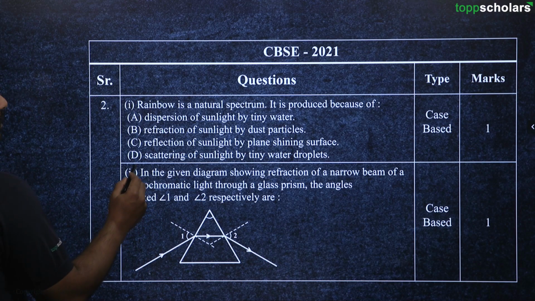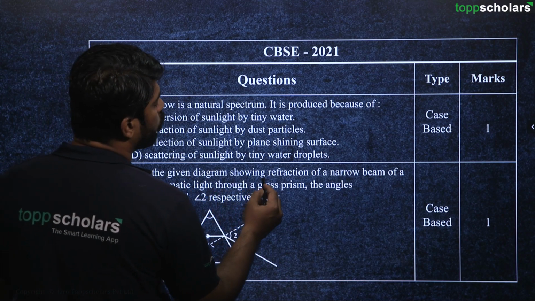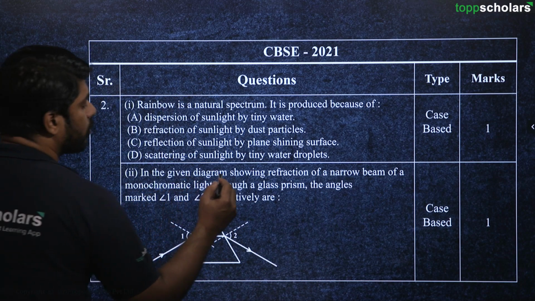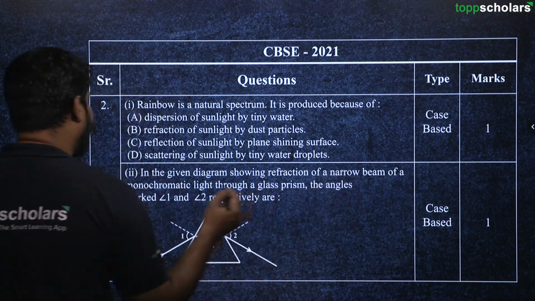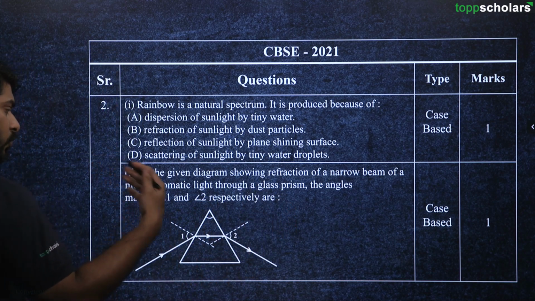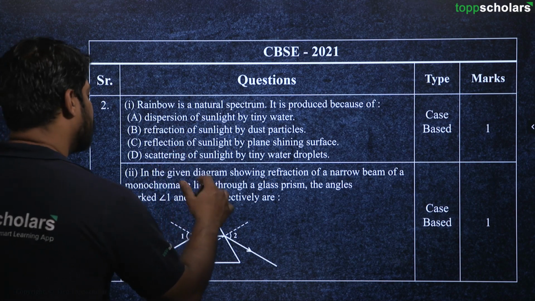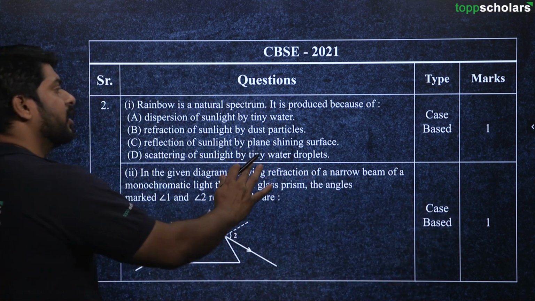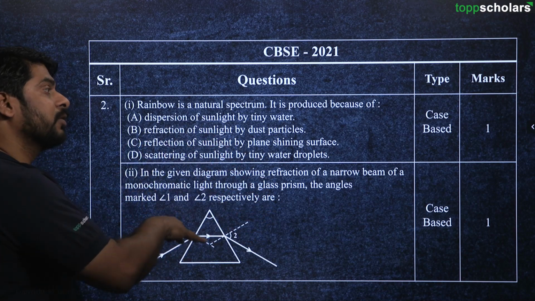The next question is, in the given diagram showing refraction of a narrow beam of a monochromatic light through a glass prism, the angles marked 1 and 2 respectively are what? Okay, so this is one more question. Again it is for 1 mark. This is again based on the same case that was given previously.